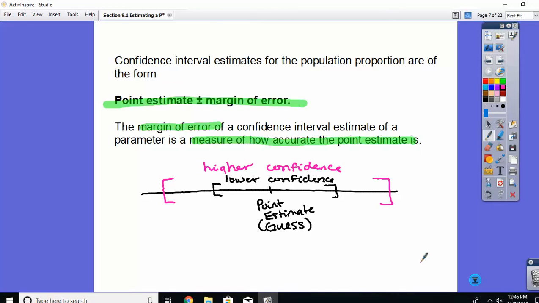This margin of error really depends upon three different things. The level of confidence. The more confident you are, the bigger your margin of error has to be. It's also going to be based on our sample size. The larger my sample, then the smaller my margin of error.